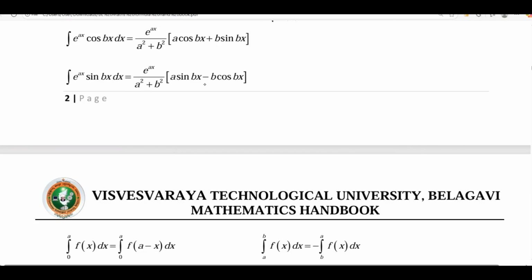Integration of e power ax sin bx dx will be the same, the first part will be the same, and then the second one will be a sin bx minus b cos bx.